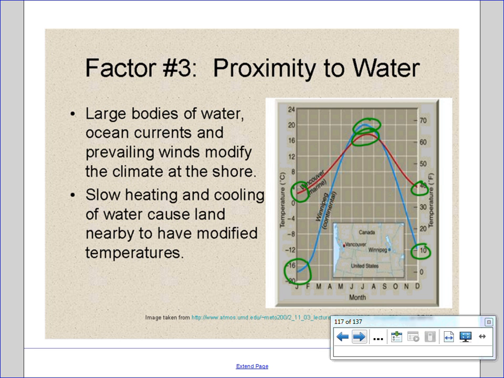Because they're near the cool water. So in summertime, the cool water keeps them cooler. In wintertime, the warm water keeps them warmer. Right? And it all has to do with that large specific heat of water.